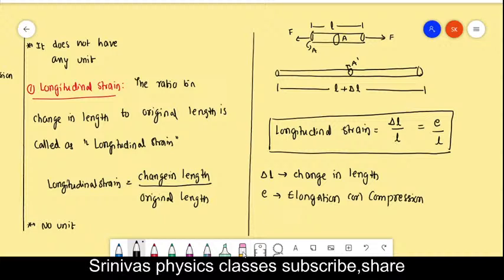Next, I am going to explain about the second type of strain. That is the bulk strain. Then, what is bulk strain? Bulk strain is the volume strain. In that test, the volume will change. Now, how will the volume change? Let us see here.